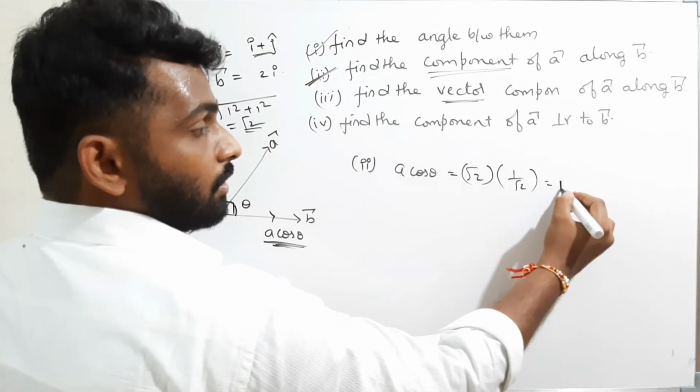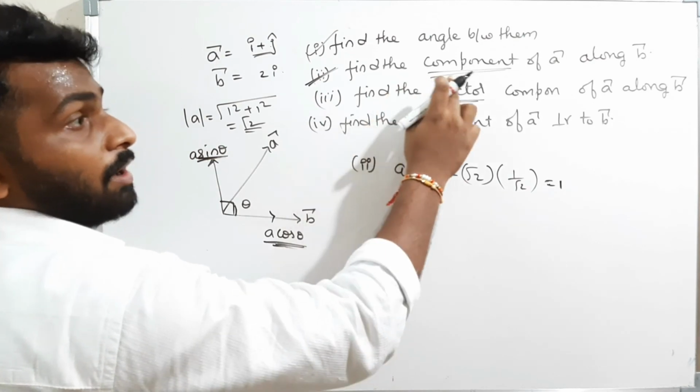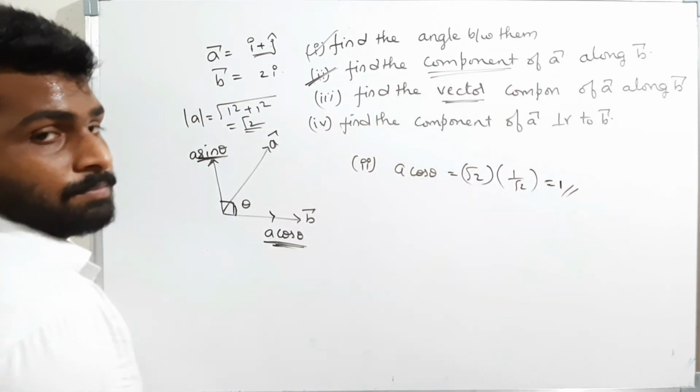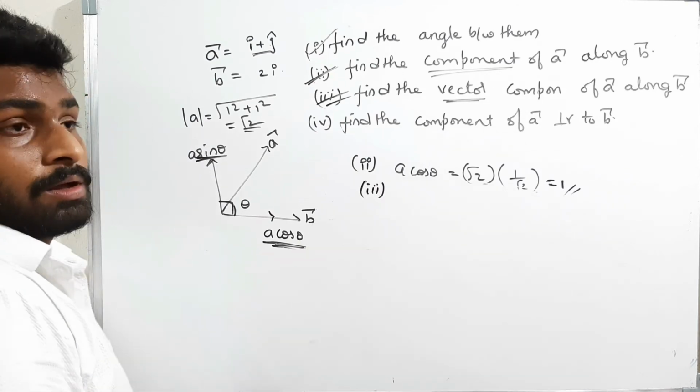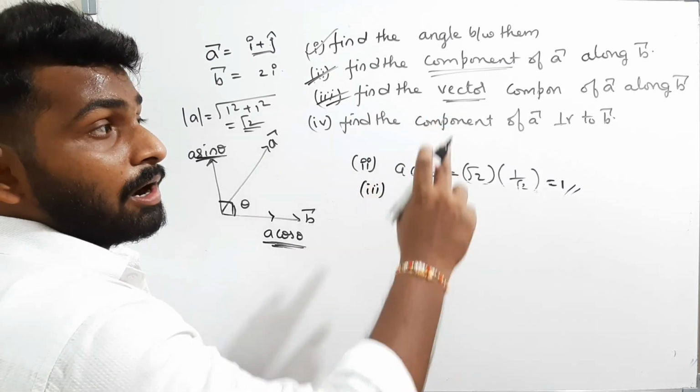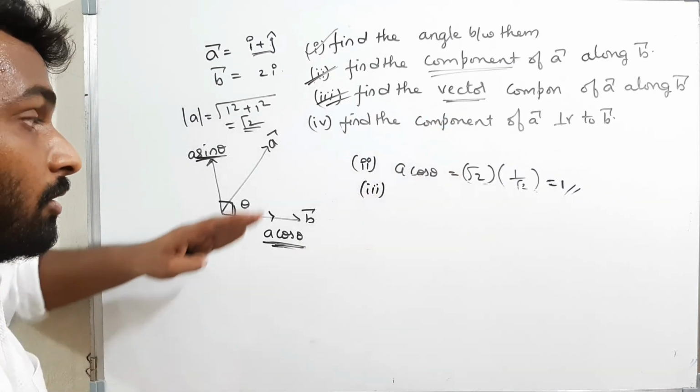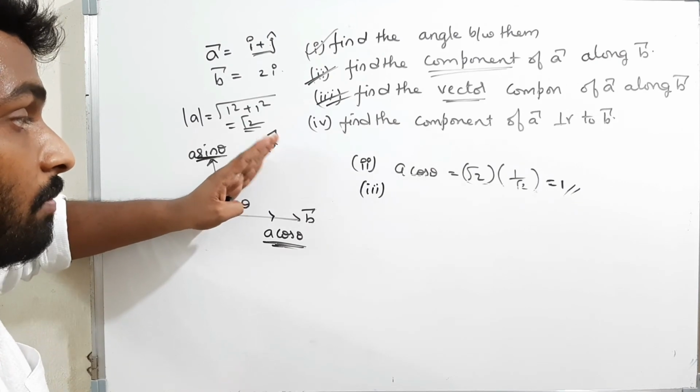Therefore, what is the value? The component of A bar along B bar is 1. Okay, now what is the vector component? Third one: what is the vector component of A bar along B bar? Now I got the component. The A bar along B bar, what is the component?